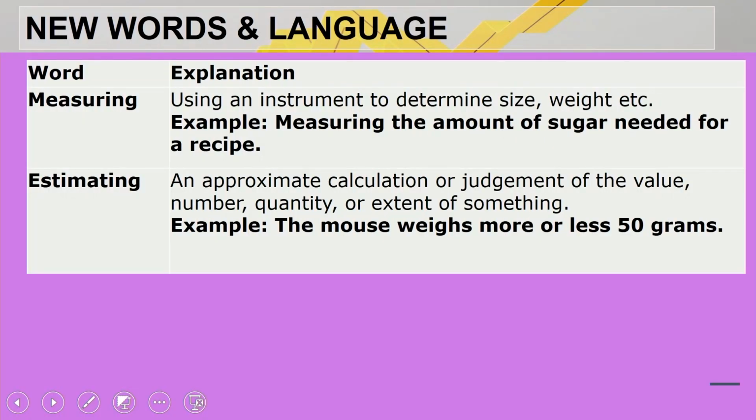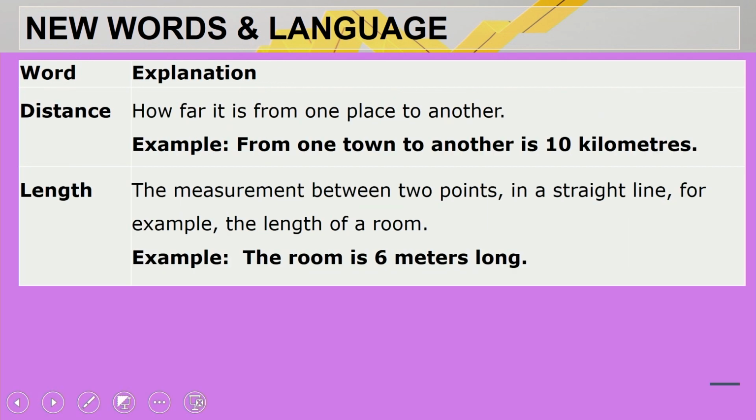The new words and language that we will acquire today: measuring is using an instrument to determine size or weight. Example, measuring the amount of sugar needed for a recipe. Estimating, an approximate calculation or judgment of the value, number, quantity, or extent of something. Example, the mouse weighs more or less 50 grams. Distance, how far it is from one place to another. Example, from one town to another it is 10 kilometers.